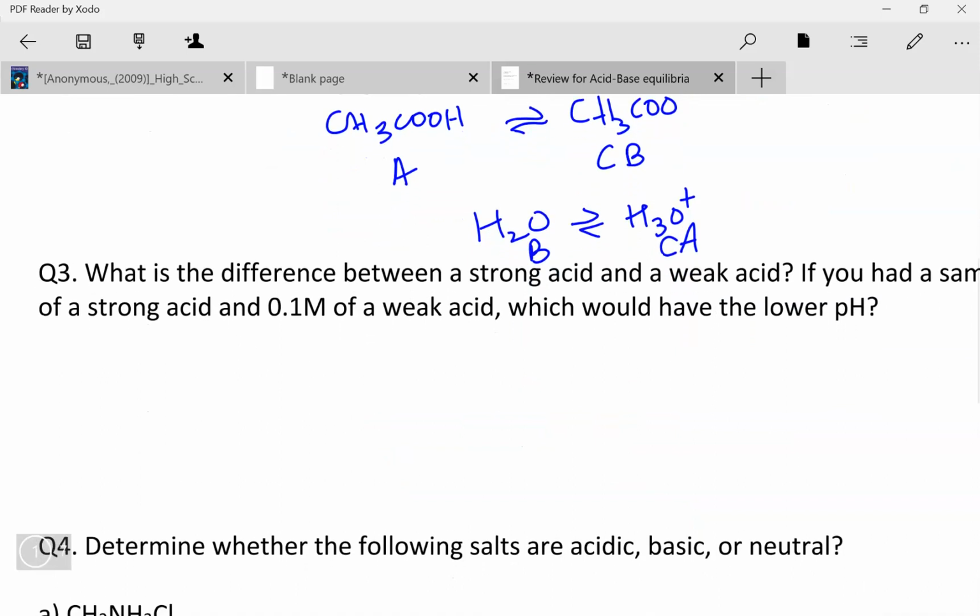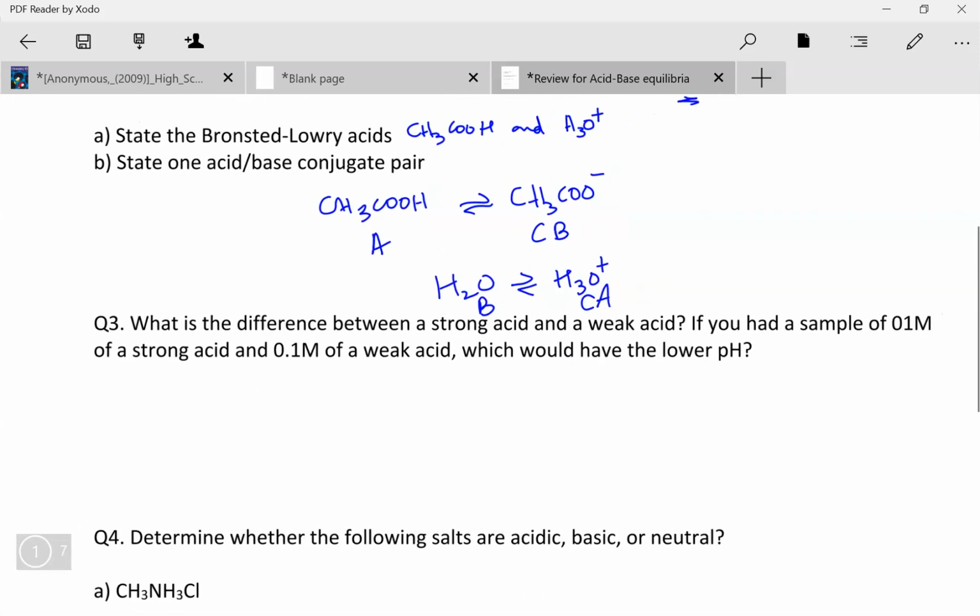What's the difference between a strong acid and a weak acid? There should be a decimal point here. 0.1 molar. How lazy am I to go fix that? I'm probably too lazy. I'll just fix it later.